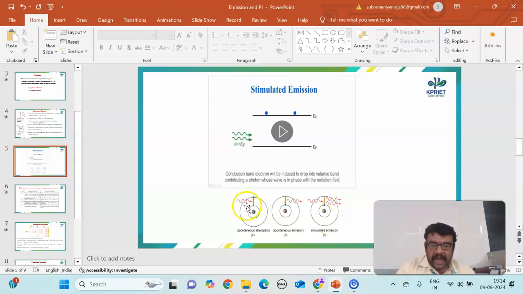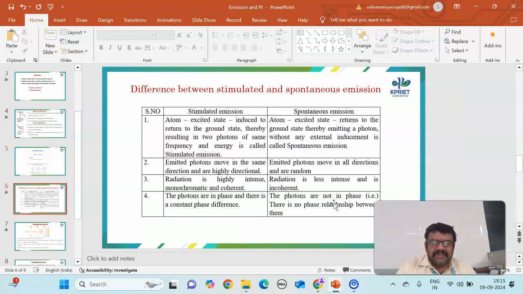Here you can see that the atom, as a result of absorption, goes to the higher energy level. In the case of spontaneous emission, the emission of a photon happens spontaneously, which is random in direction, whereas in stimulated emission, one photon stimulates the emission, which results in two photons having the same phase, same frequency and same directionality. So these are the differences between stimulated and spontaneous emission.